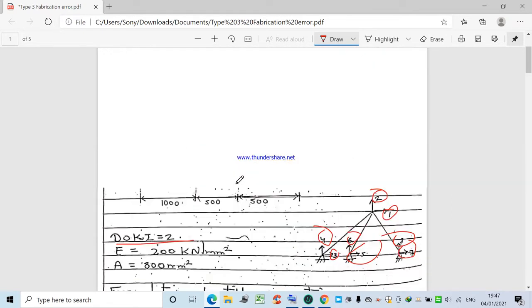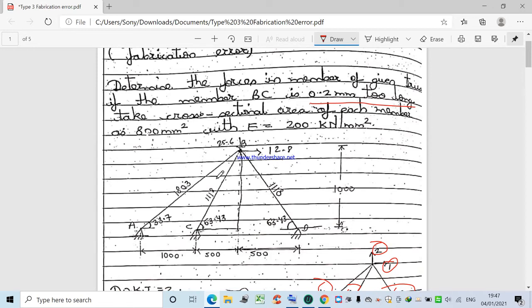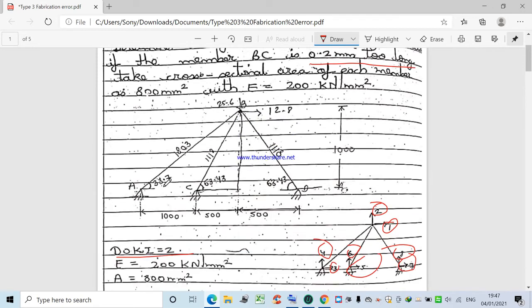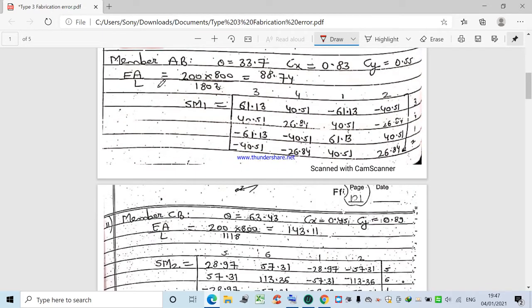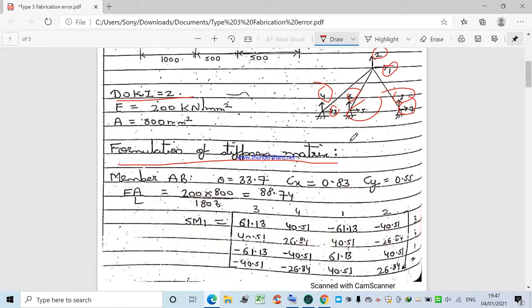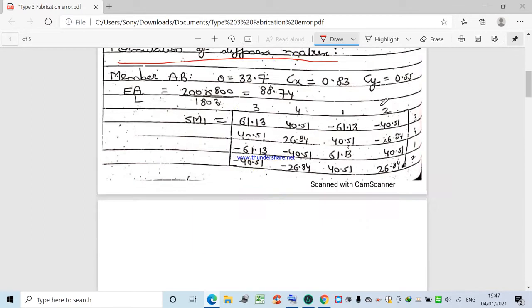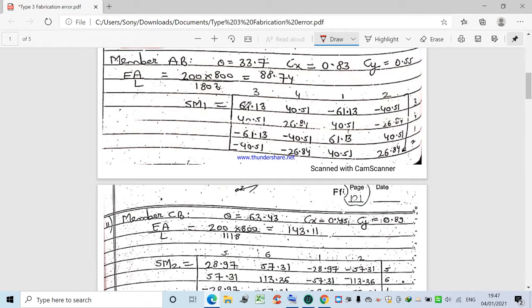First of all consider the members sequentially. AB: the angle of inclination is 33.7, so theta is equal to 33.7, therefore CX and CY based on theta are 0.83 and 0.55. Then EA by L, the value outside the bracket, we can calculate as 88.74, and when we multiply this 88.74 inside the matrix we get the answer like this. The member AB has coordinates 3 4 and 1 2, therefore the stiffness matrix coordinates will be 3 4 1 2, and here also 3 4 1 2.